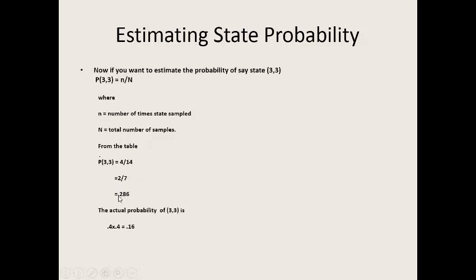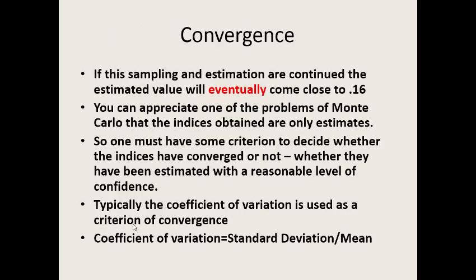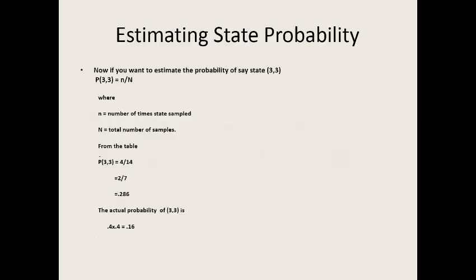So your probability over here is 0.286. The actual probability of this state is 0.4 times 0.4, which is 0.16. So this is different from this one, and that's because the sample size is not big enough. So if the sample size is increased, which means that if n is increased, then this number will tend to approach this number.